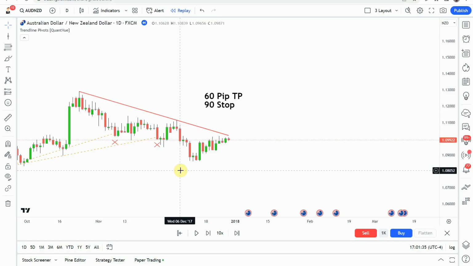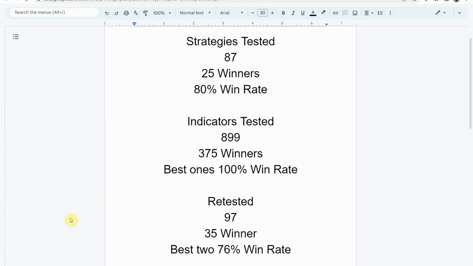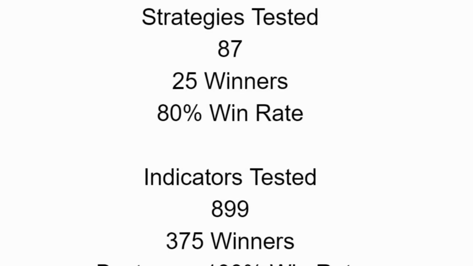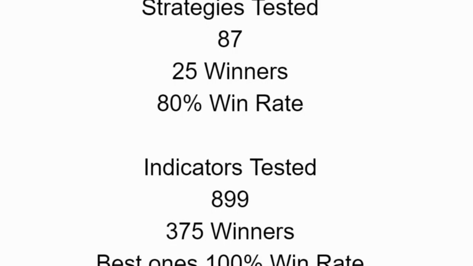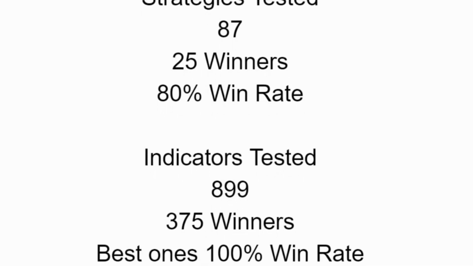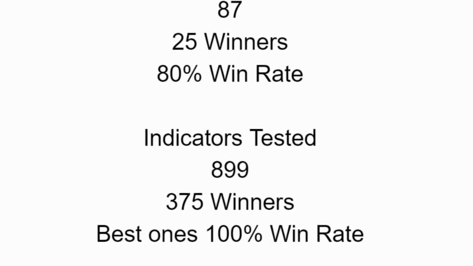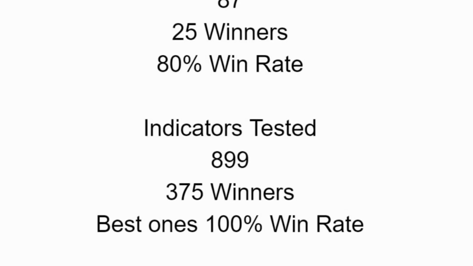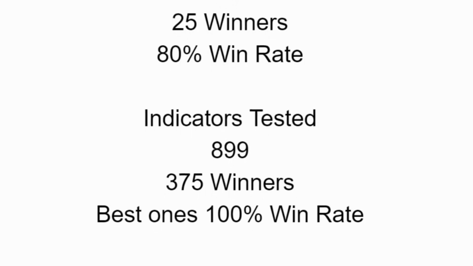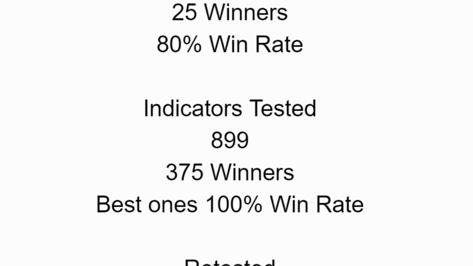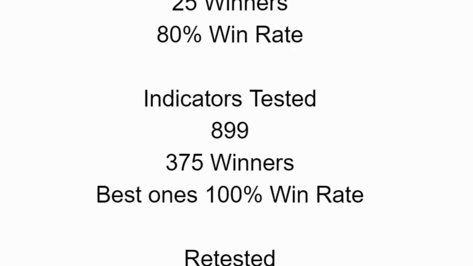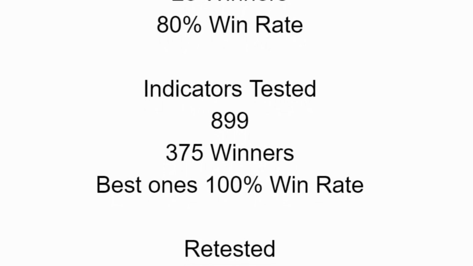Alright, as I said, today we will be testing the trend line pivots indicator. Before we do though, I wanted to put the testing scoreboard up for everyone to see. So to date, we have tested a total of 87 different strategies, with 25 of them being winners. The best one so far was able to achieve an 80% win rate. We've also tested a total of 899 indicators, with 375 of them being winners. The best ones so far were able to achieve a 100% win rate.